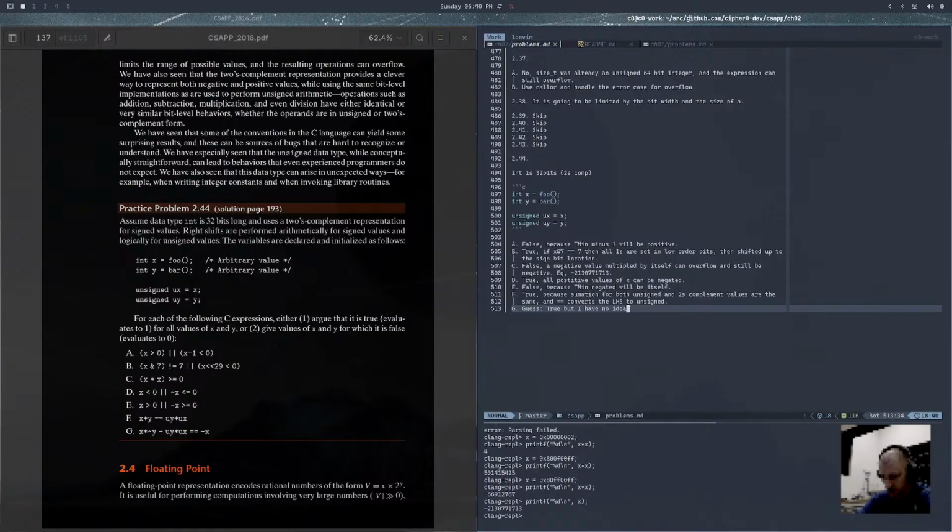This one is false. C. D is true. E is false. F is true. And then G is true. Should put a comma here to be consistent.